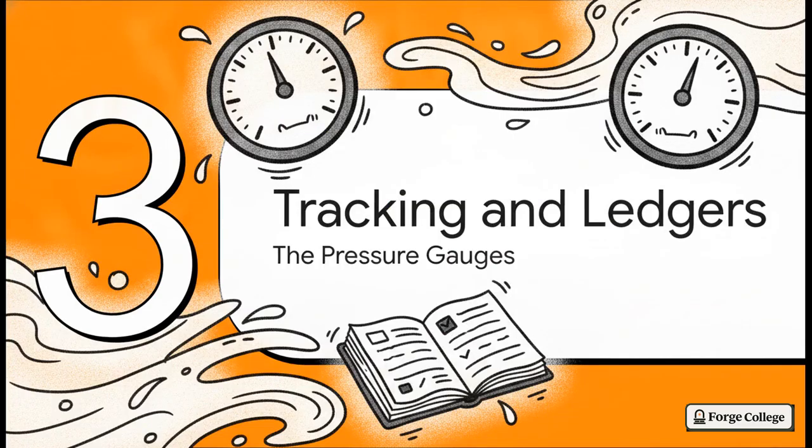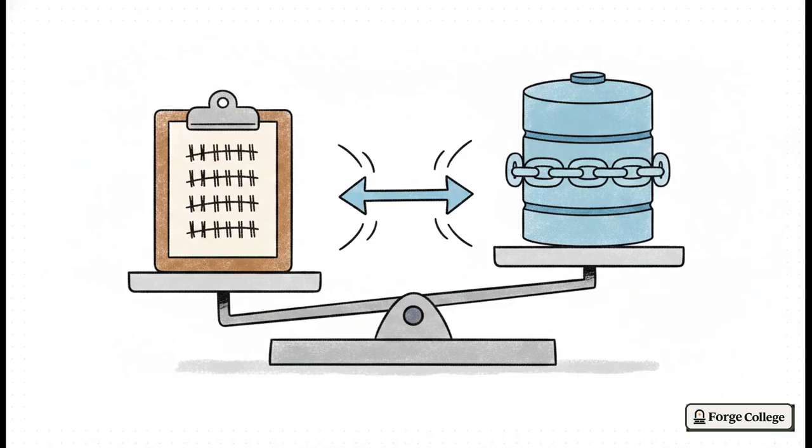Section 3. Position Tracking and Ledgers. The Pressure Gauges. The assets are flowing, but we need pressure gauges to keep an eagle eye on things so we don't lose track of our liquidity. And this brilliantly illustrates the core tension in any DeFi app. On one side, we have our off-chain ledger, our app's internal fund accounting, our local clipboard tally. On the other side is the on-chain state, the undeniable truth of the Solana blockchain, the actual pool reserves and LP token balances. Our job is to make sure our clipboard perfectly matches the actual tanks of water sitting on the blockchain, because if you're flying blind in DeFi, your wallet goes straight to zero.